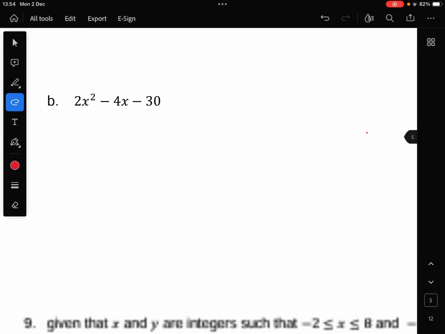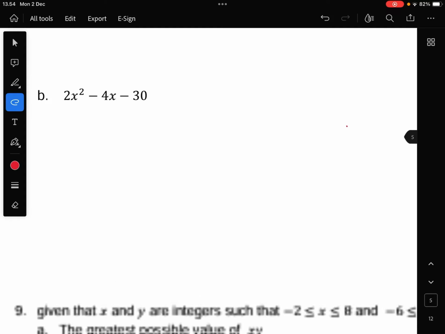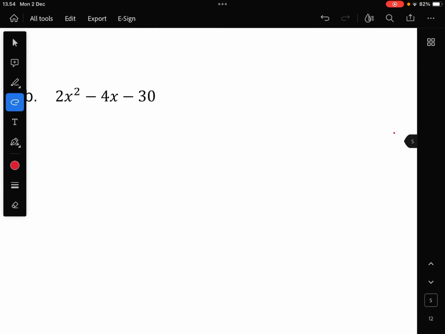Now let's move on to b. We need to factorize completely, right? It seems that all three of them are divisible by 2. So we can just simplify it first before we factorize it, or just factorize it first by 2. So take the 2 out, and then you will have x square minus 2x minus 15. And then we do the factorization.